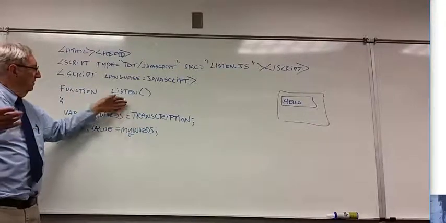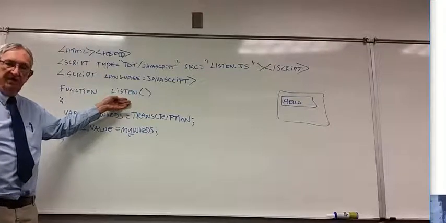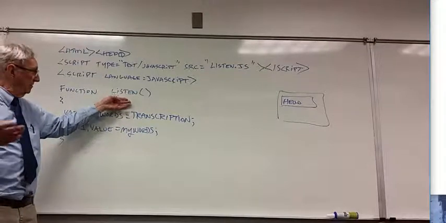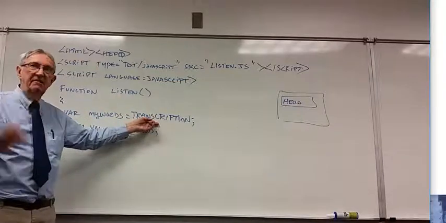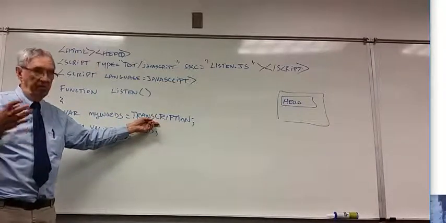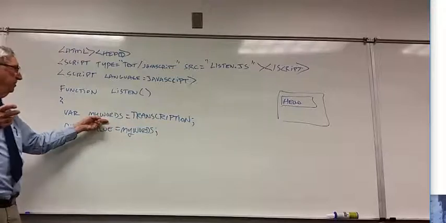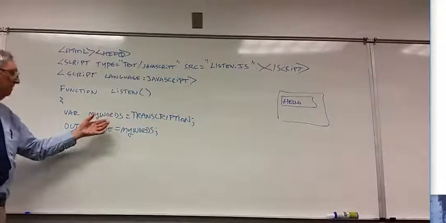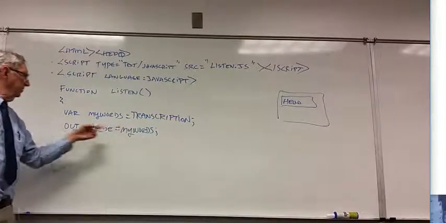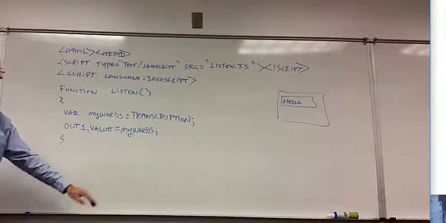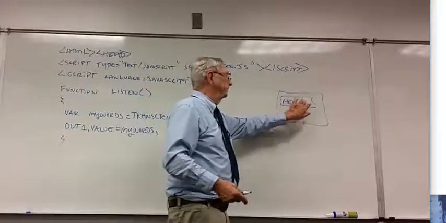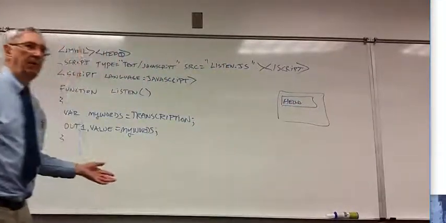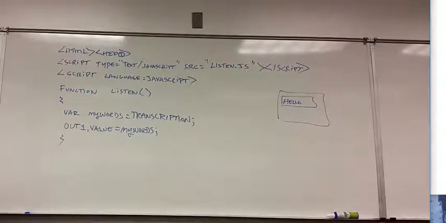What I do is I say, okay, I have a function called listen, which you have to have in order to use this program. Every time someone says something, you're going to receive that, which contains the words. But move it immediately to your variable, whatever you call it. I happen to call it my words. Then what I simply do is take my words and put it into L1.value, which is right here. L1.value is simply where it comes back to me. So that's what the whole function does. There's nothing else going on here.